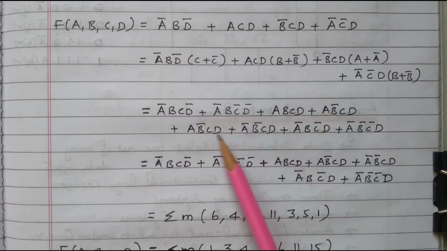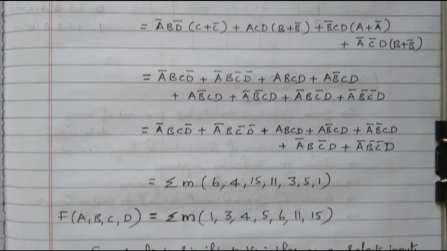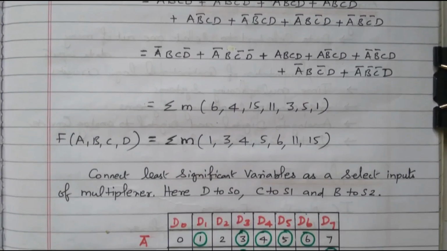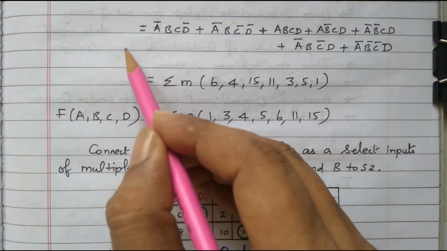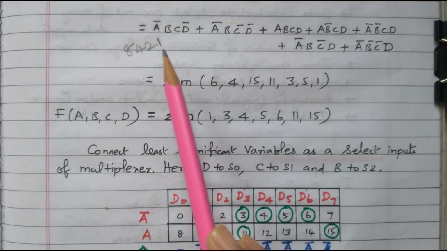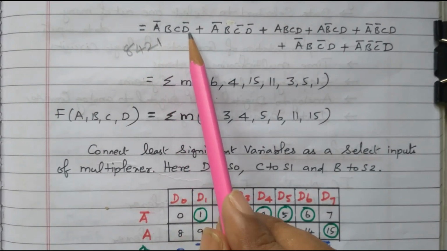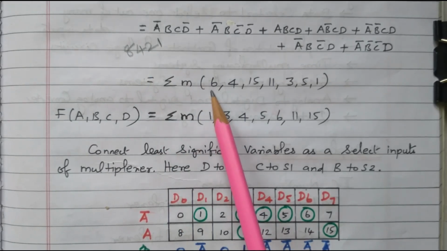1 2 3 4 5 6 7 8 terms available. So this term is repeated, a b bar c d, so it is written only 1 time, so it becomes 7. 1 2 3 4 5 6 7 terms are now available. Now we need to find the sum of min terms, so that it is easy to implement with the Boolean function, right? So by using the weightage 8 4 2 1 we can find the value. 0 1 1 0 means 4 plus 2, 6.